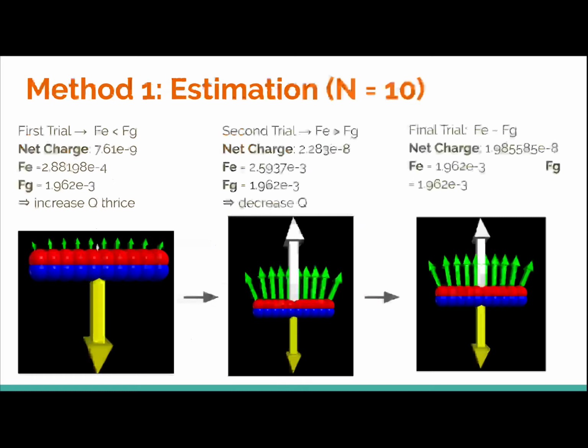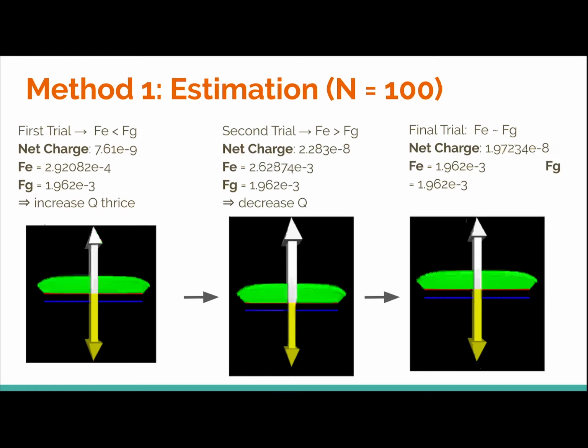To calculate the line charge on the tape, I first used the approximation or estimation method. I plugged the net excess charge value I got from Lab 1, point charge, into the electric force equation and then increased or decreased the value and compared the electric force to the gravitational force until they became the same. The white arrow represents the electric force and the yellow arrow represents the gravitational force. Q in this approximation was 1.985 × 10^-8 coulombs.